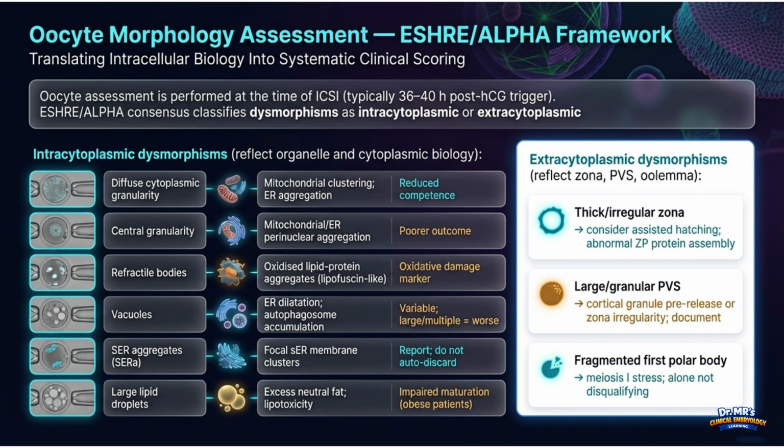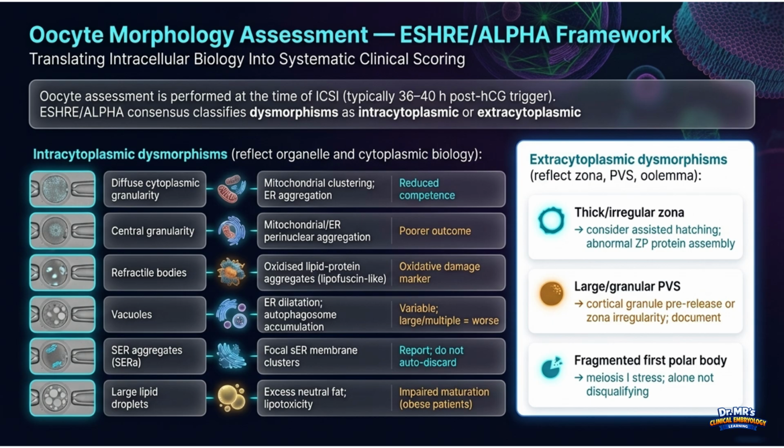What about vacuoles? You know, the empty-looking bubbles inside the cell. Vacuoles usually represent massive dilatation of the smooth endoplasmic reticulum, or the runaway accumulation of autophagosomes. Small vacuoles are common and often benign, but large vacuoles, specifically those greater than 14 micrometers in diameter, are a severe warning sign. Why does size matter so much there?